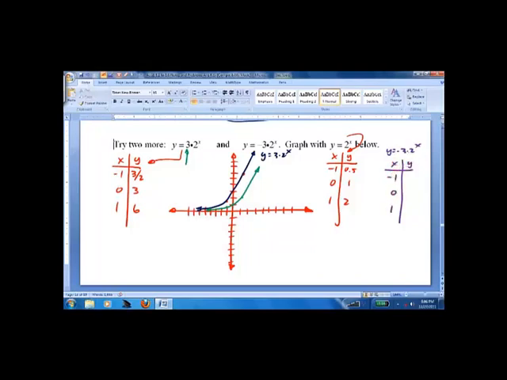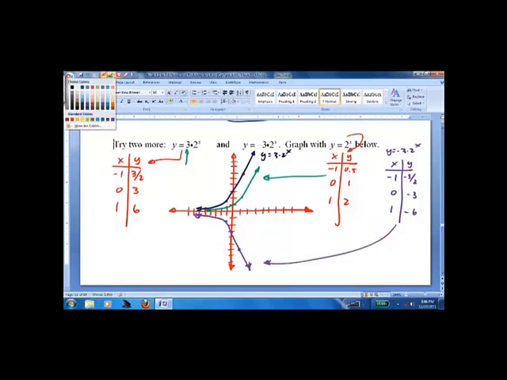-1, 0, 1. 2 to the -1 is 1/2, so that gives us -3/2. 2 to the 0 is 1, that gives us -3. And 2 to the 1 is 2, that gives us -6. So it'll be just like the blue one, except flip down. So the mirror image down. That one goes here. This one goes here. And this one goes here.